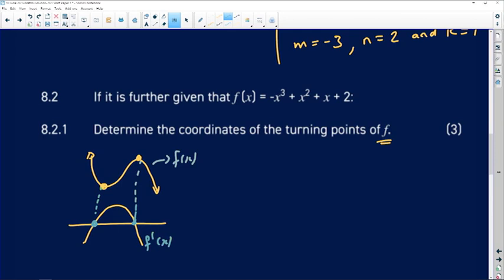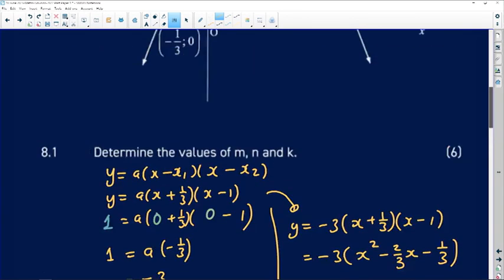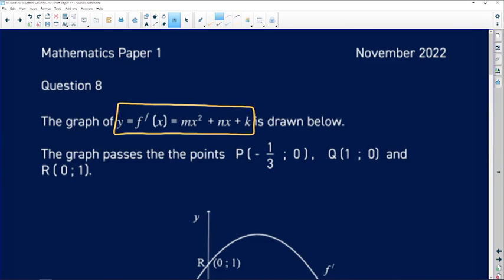So the relationship between them is that the x-coordinates of the turning points of the cubic are actually the x-intercepts of the derivative. That's how we know that we can just copy the values from the ones we are given in the graph there, the original graph. We're given that the turning points will have to have an x value of negative 1 over 3, and another x value will have to be 1, because these are the x-intercepts of the parabola that was given to us. You see this parabola here, all right?